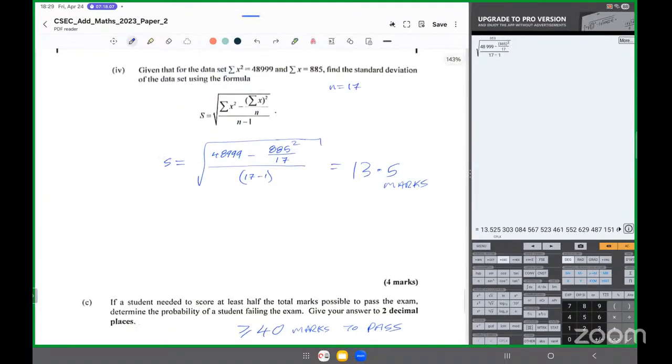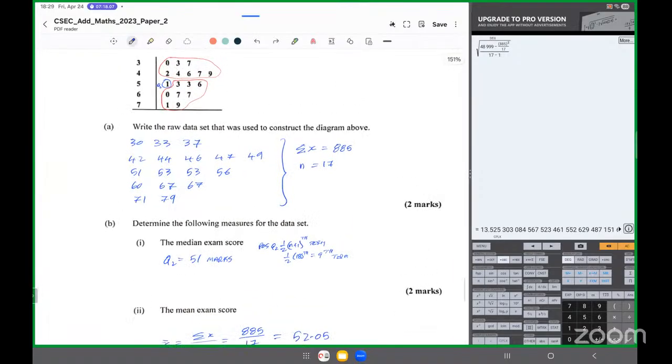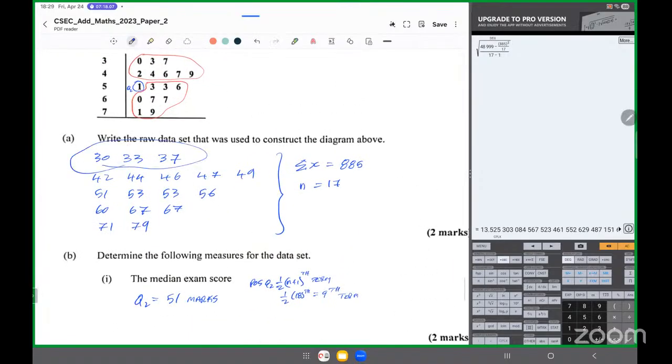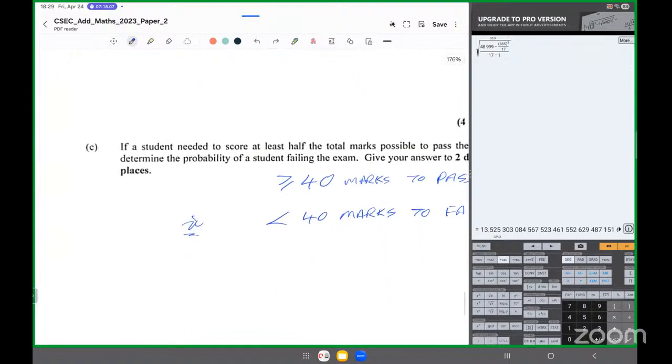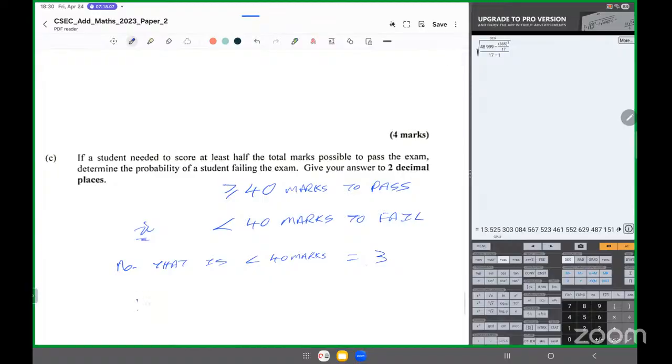Right? So you're looking for the scores that are less than 40. How many scores are less than 40? Just step 3 here. See that? So it's 3 over 70. So you can say the number that is less than 40 marks equals 3. Therefore, the probability of scoring less than 40 marks is 3 over 70. And I want that to 2 decimal places.